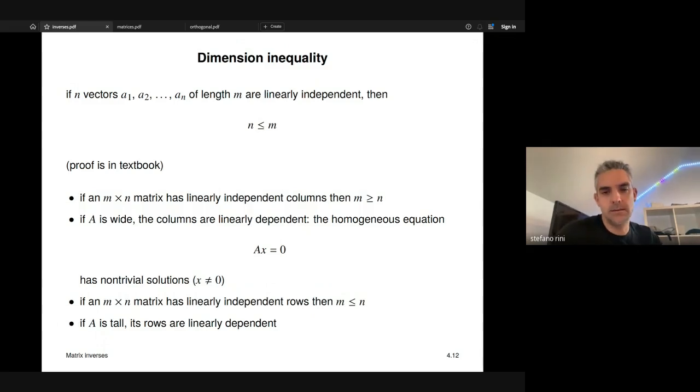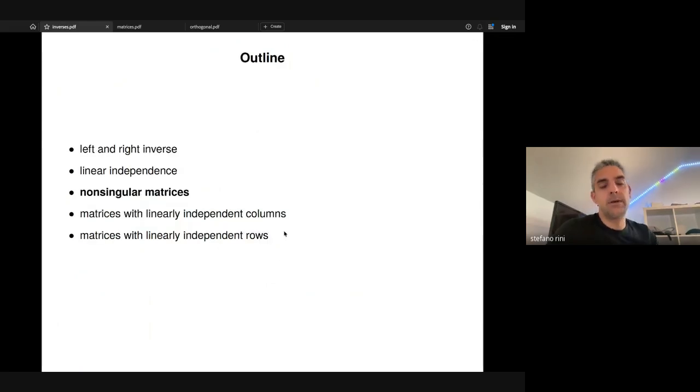Okay, so this is saying that, again, connecting to the number of equations and the number of unknowns. If we want to have linear independence, it means that we are looking for a non-trivial solution of AX equal to 0. So we have to have more unknowns than equations. Otherwise, we cannot find this. Good. And now we get to the idea of singular matrices.